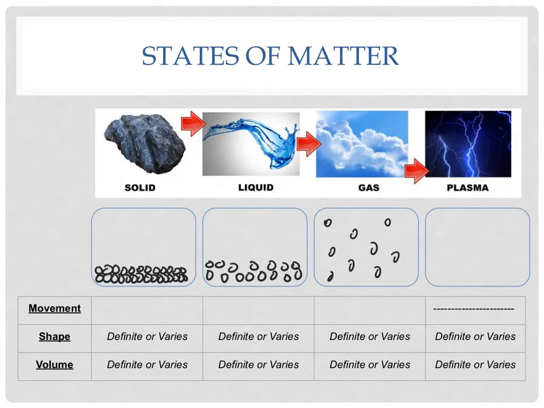Finally, plasma. The particles are also very spread out, but they're also super fast moving. So I'll put a couple particles in the box to show the speed. You see the 3 lines there representing the speed lines. That's how fast they're moving.